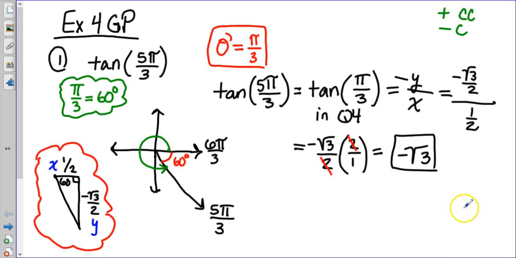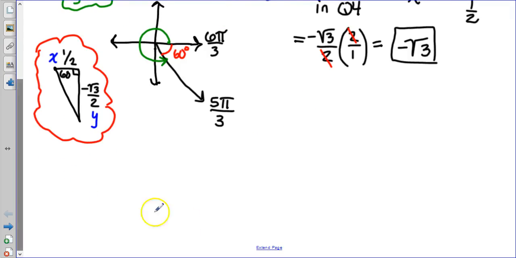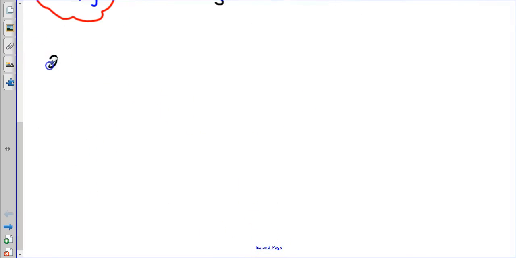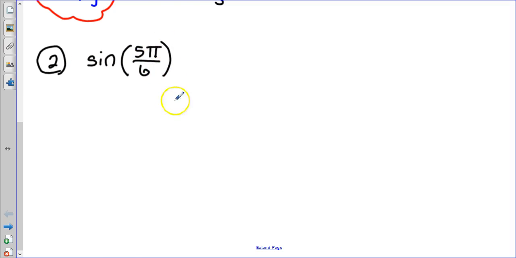Tangent will always be the most involved, because when we're working with a 30-degree triangle or a 60-degree triangle, we'll have division like this to take care of. But if we show our work, we'll be just fine. Number 2 is sine of 5 pi divided by 6. So I'd ask that you pause the video and try sketching that on your own.